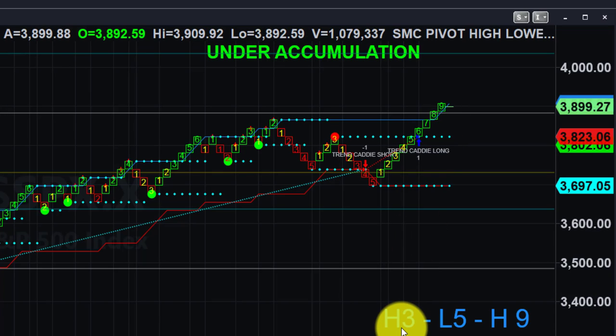This actually tells us the ABC formation: up 3, high 3, low 5, high 9. This is not a bullish pattern. You can actually see it. This is not bullish. This is an exhaustion move. We think these markets are coming back.